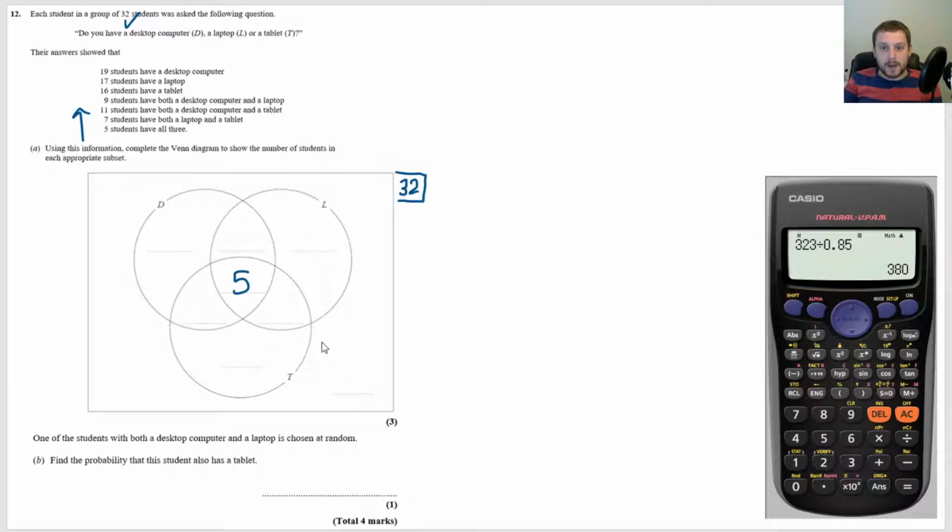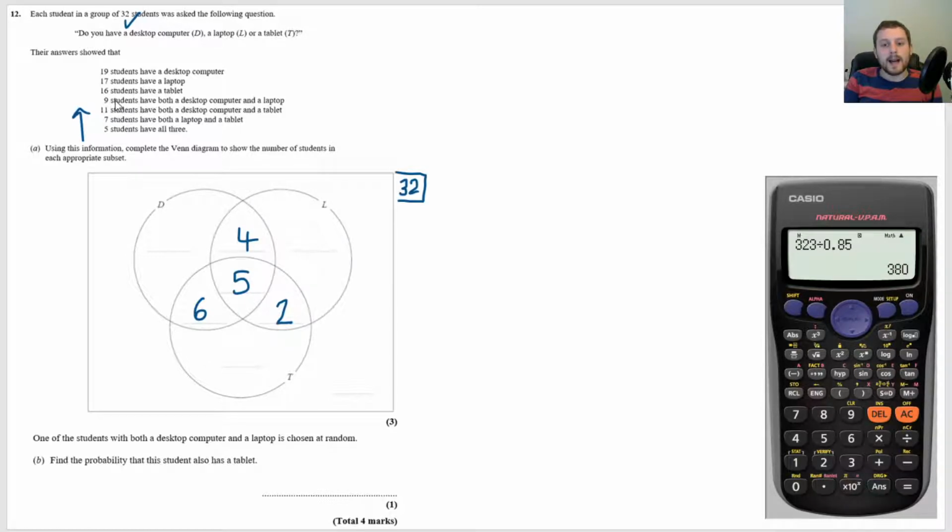7 have both a laptop and a tablet. So the laptop and a tablet is this part here. It's this part here that overlaps laptop and tablet. And the total in there is supposed to be 7. So since we've already got 5 there, we're going to have to put 2 there. And then it says, okay, 11 students have a desktop and a tablet. So that's this part here. That part there is supposed to add up to 11. So that has to be 6. 9 have a desktop and a laptop. So that has to be 4 to make this part add up to 9.